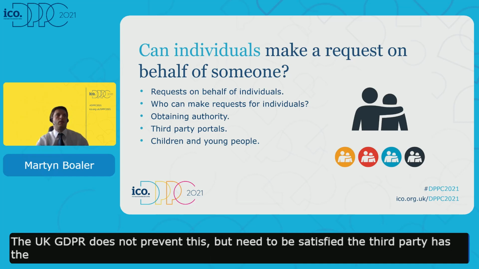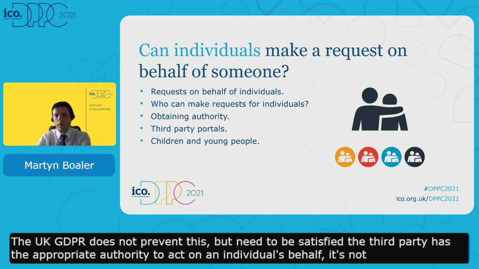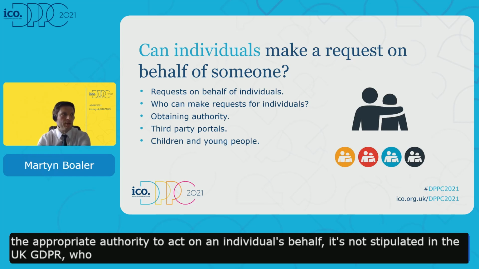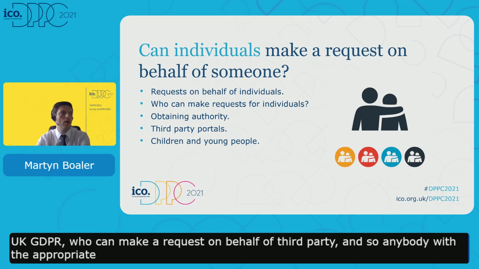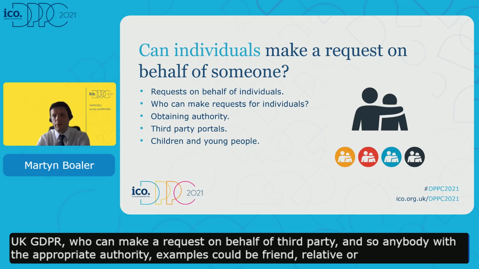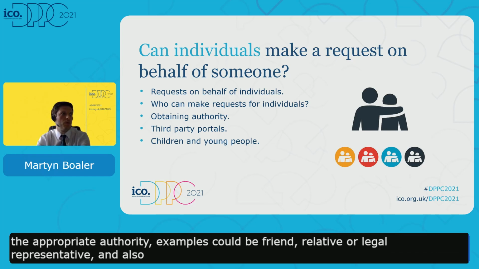It's not stipulated in the UK GDPR who can make a request on behalf of a third party, so it can be anyone with the appropriate authority. Examples might include a friend, relative, or a legal representative. It's also the third party's responsibility to provide evidence they have authority to act on behalf of an individual.